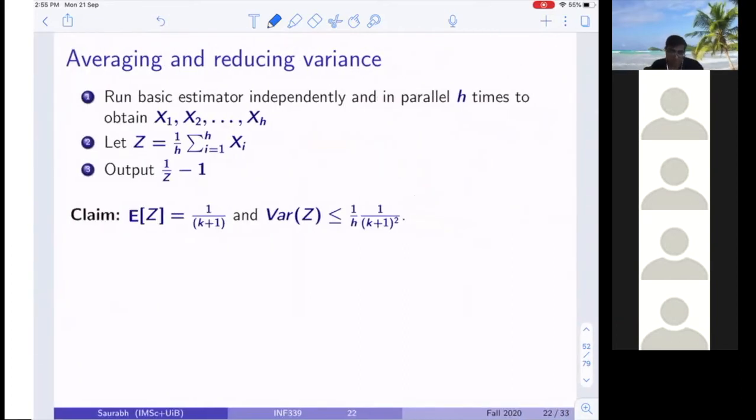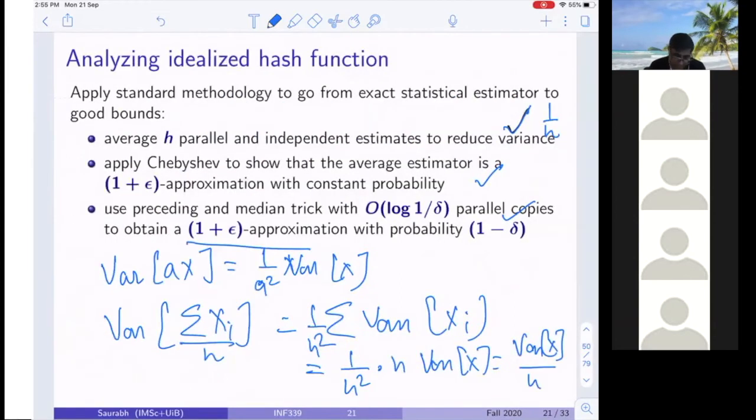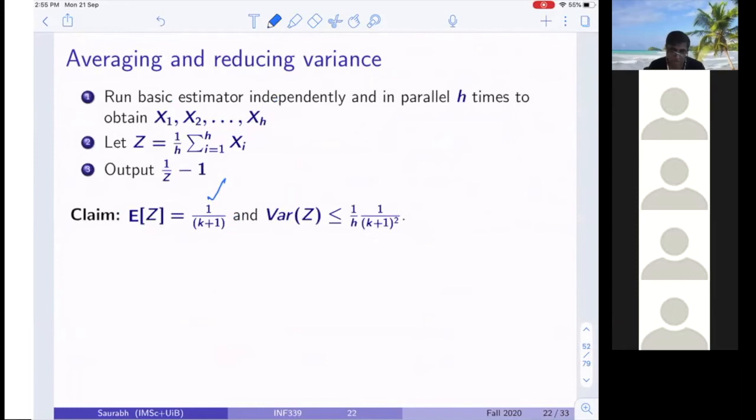Now, what is the expectation of z? It is 1 over k plus 1, the same as I just showed you. And what is the variance? Because of our general trick, the variance of ax is a square times the variance of x, so here it is 1 over h square, summed h times, giving the variance of x divided by h. We computed the variance of x to be 1 over k plus 1 whole square. So if we take h copies, the variance decreases by a factor of 1 over h.